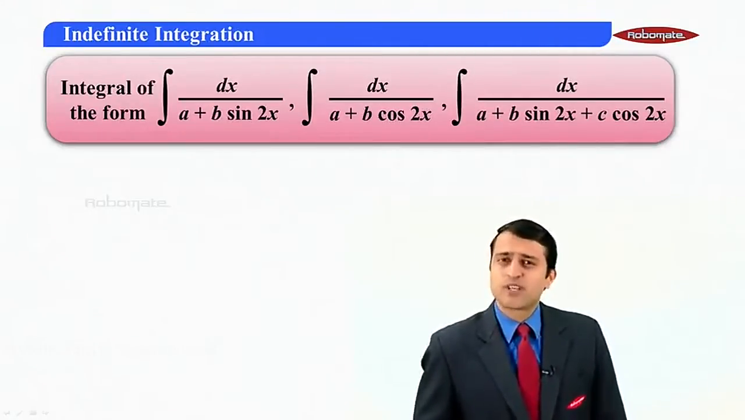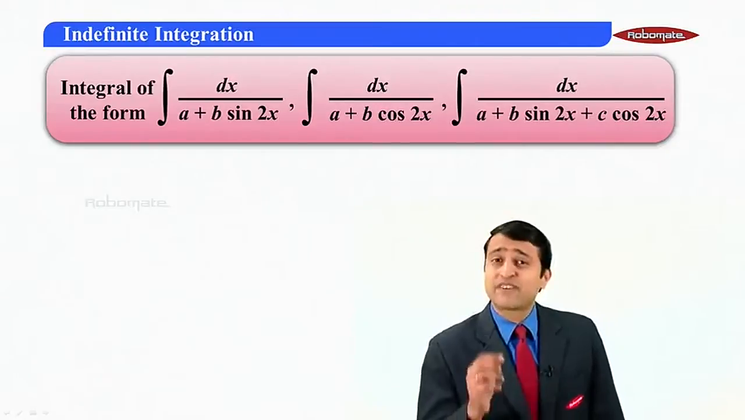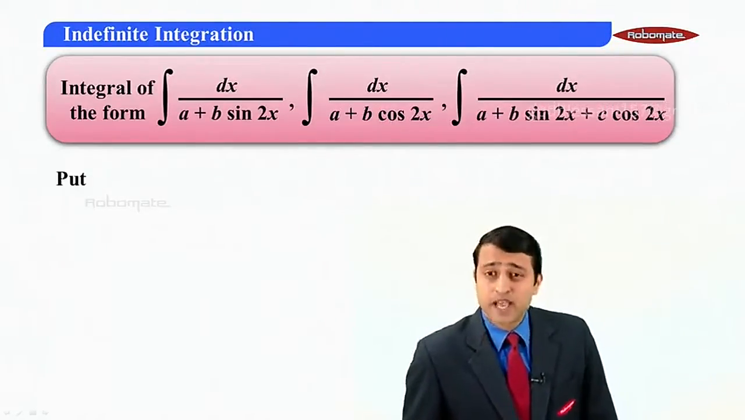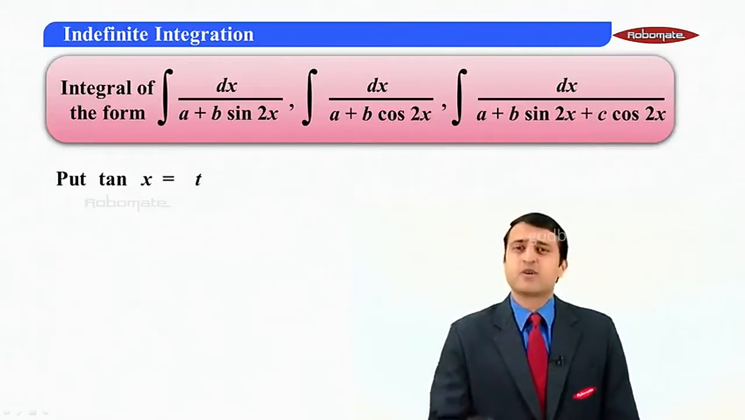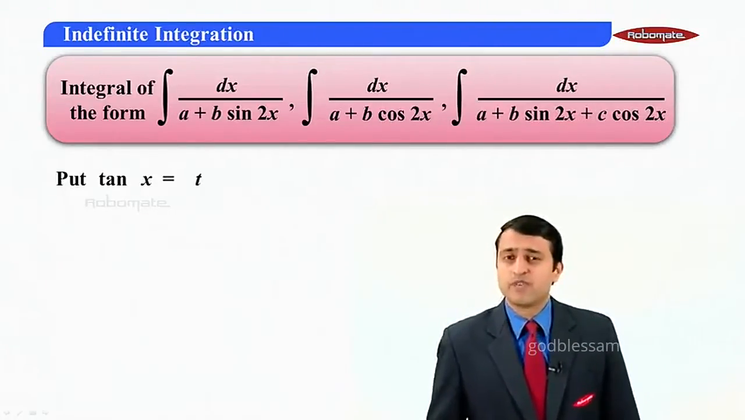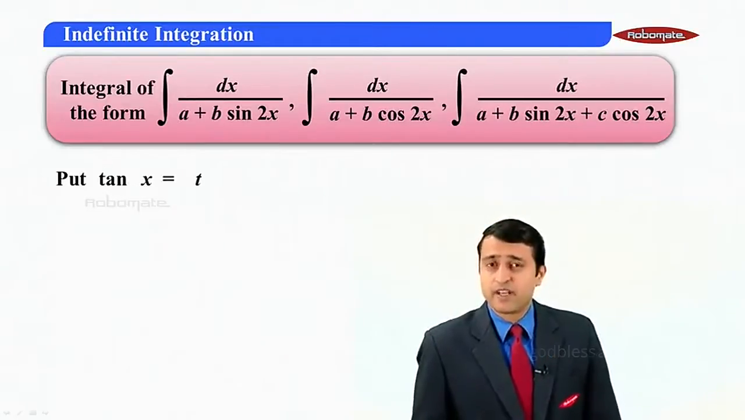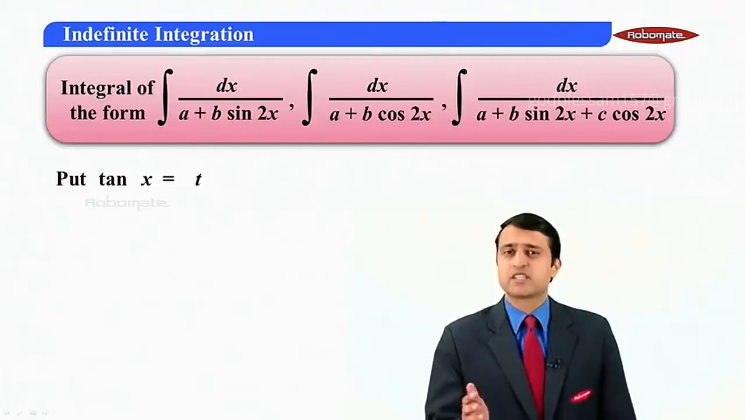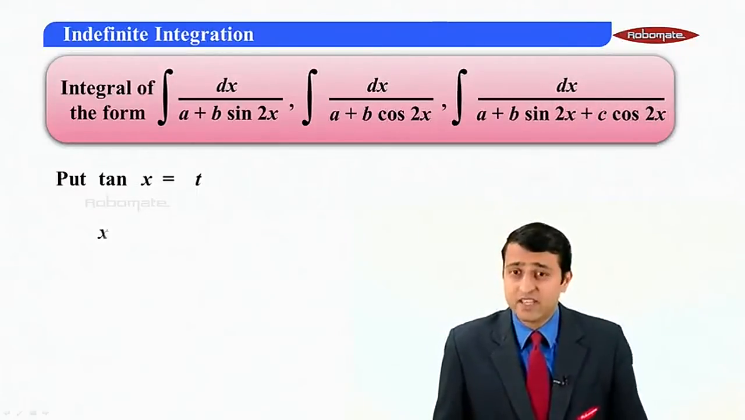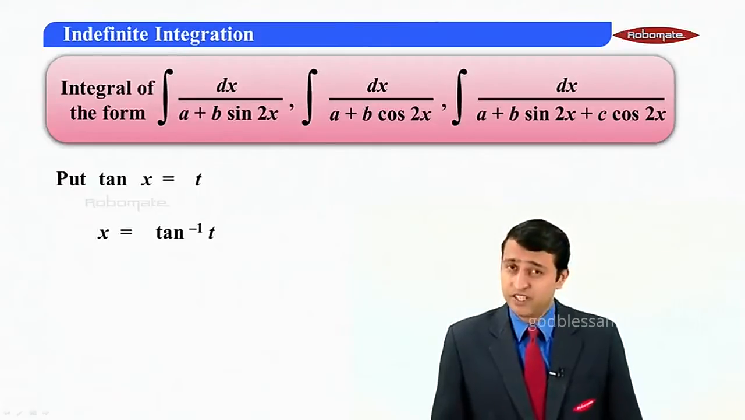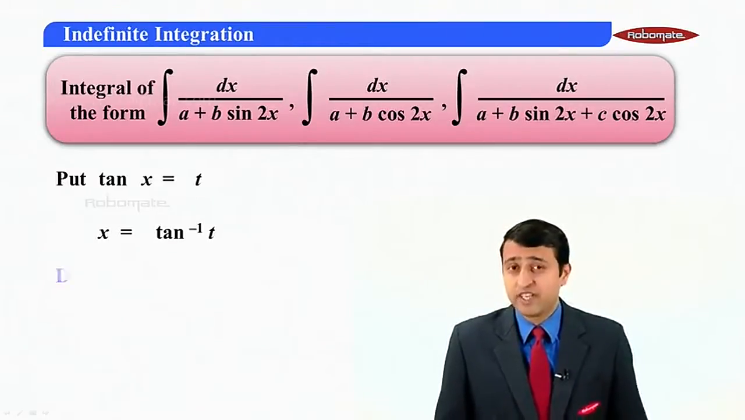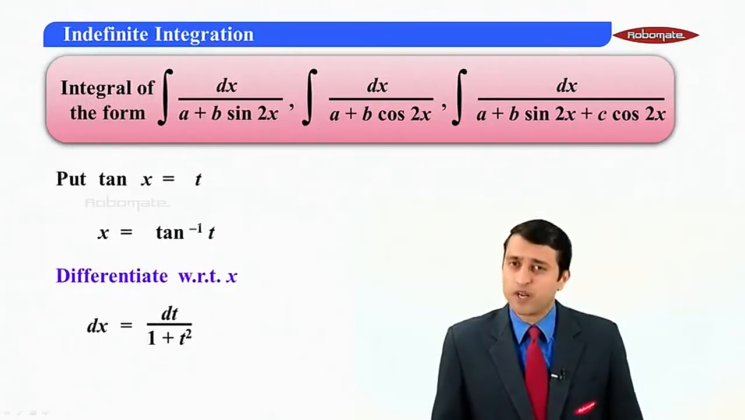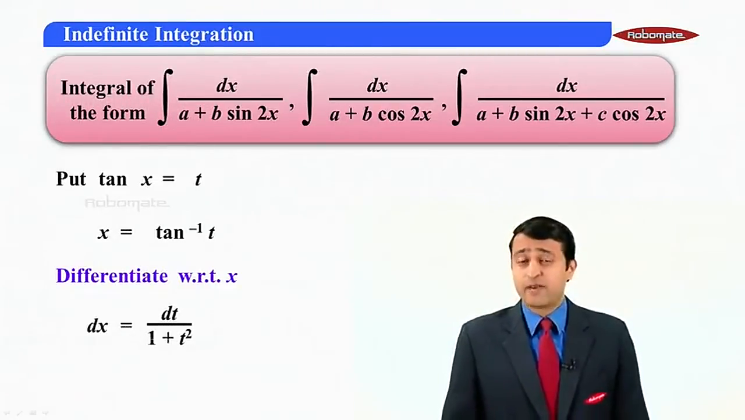Sine 2x and cos 2x both can be expressed in terms of tan x. So the method also starts by saying put tan x equal to t, and that's the only difference. In the earlier modules we saw sums of this type are evaluated using the substitution tan of x by 2. In this case it is tan x. Now if tan x is t, we can say x is equal to tan inverse of t, and differentiating with respect to x, we get dx is equal to dt upon 1 plus t square.